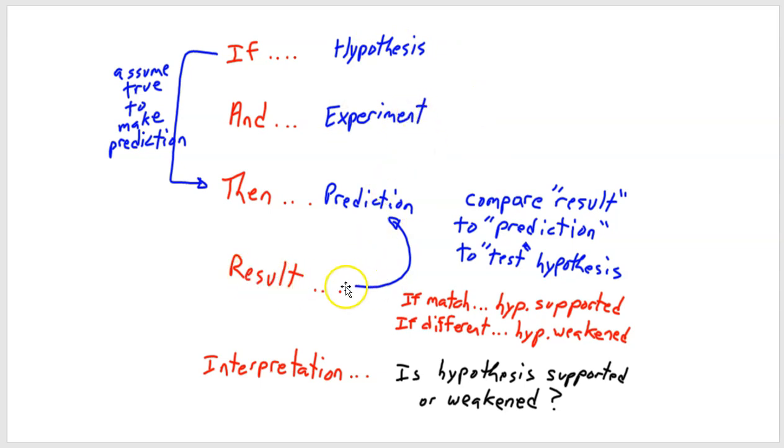Then we get results from the experiment. We compare the results to the prediction. If the results match, we say the hypothesis is supported. If the results do not match, we either discard the hypothesis or we have to revise the hypothesis, as we saw with the coronavirus case.